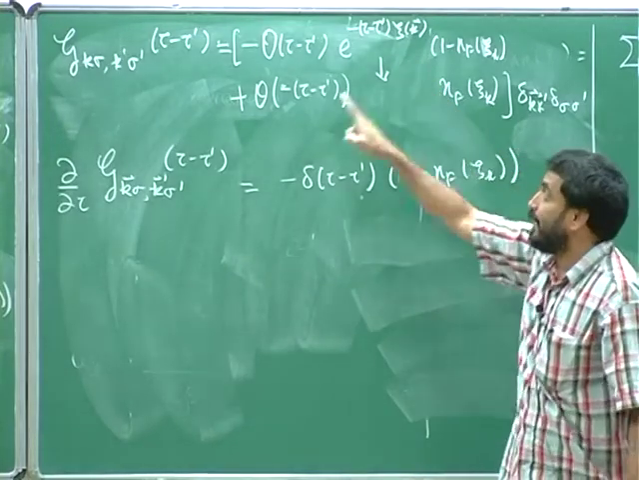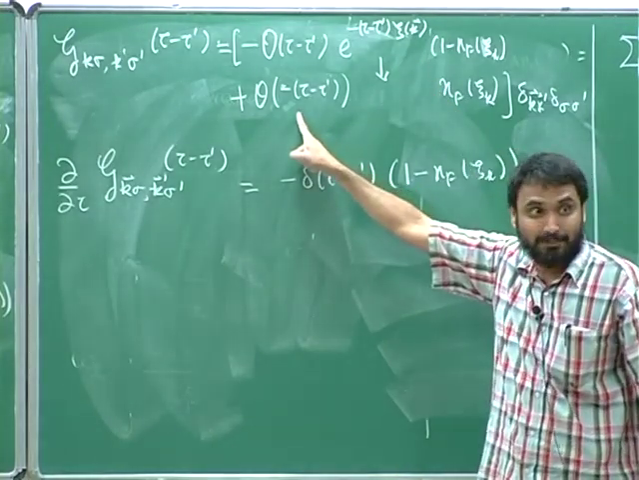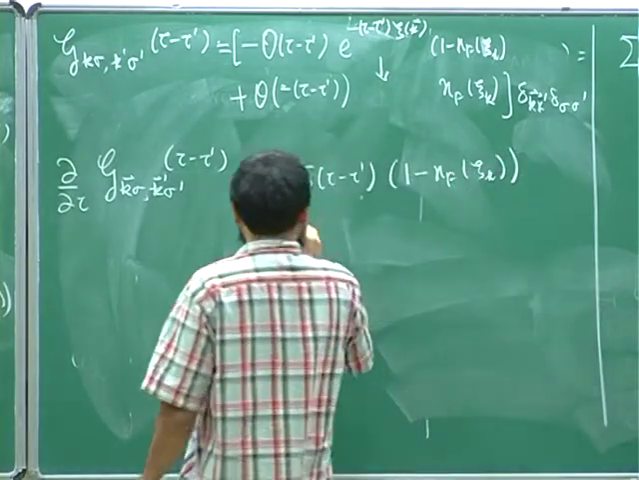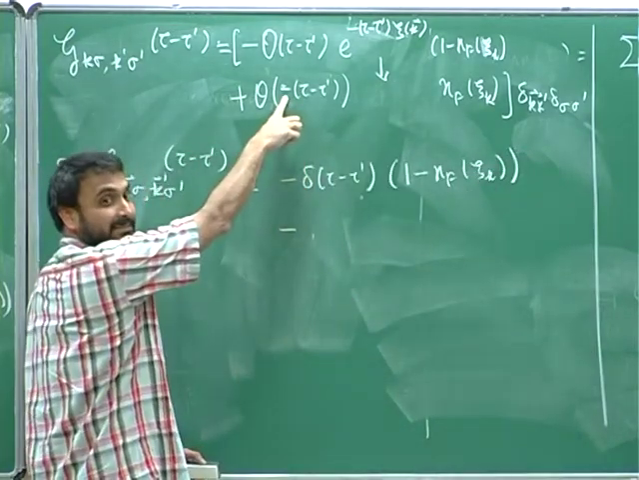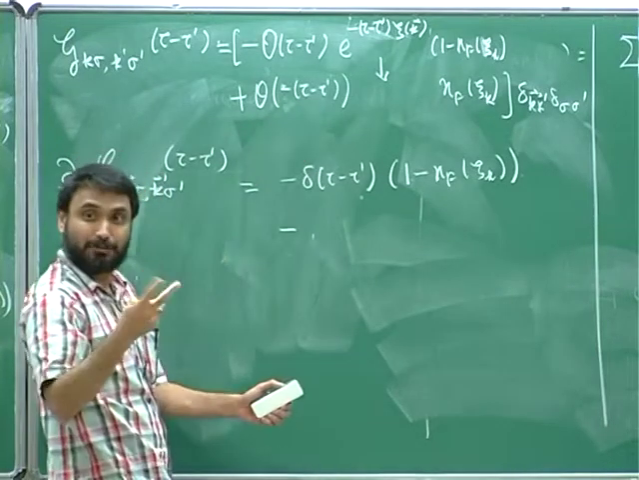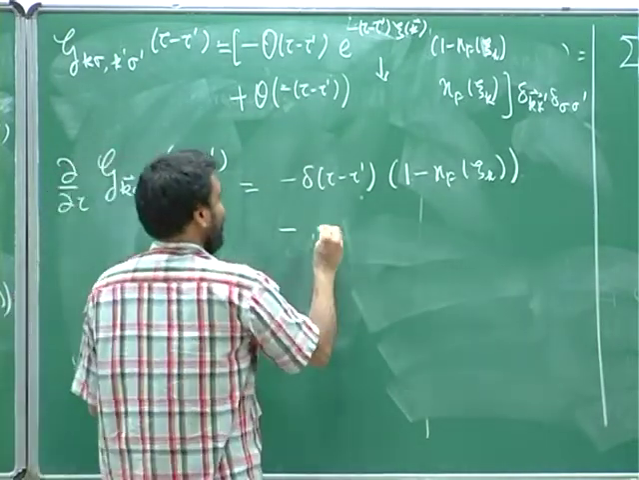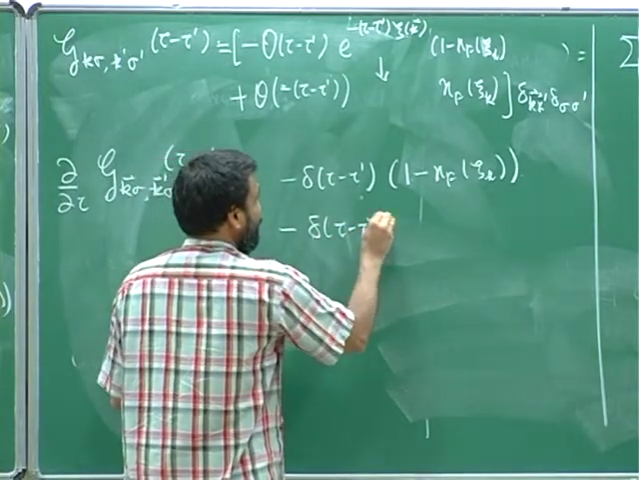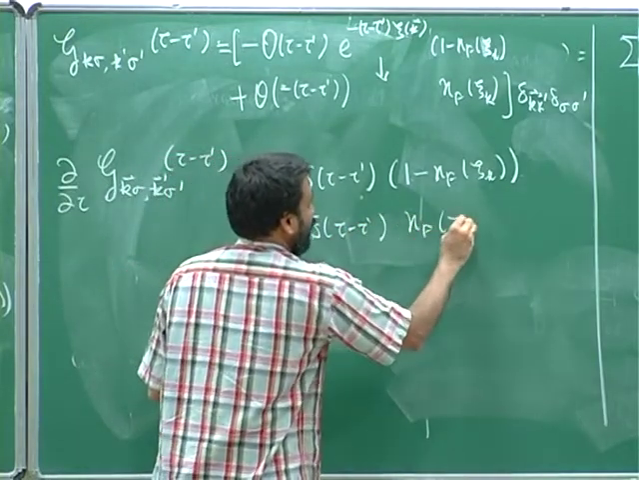That's the first term. Now I am taking the derivative with respect to the second term, and that will give me a minus sign, because there is a minus sign here, and that will again give me the same delta function. You may wonder why I should have the minus sign, but the delta function is even, so I don't need to worry about that. So this will be delta function of tau minus tau prime, and this will again be nf of ck.